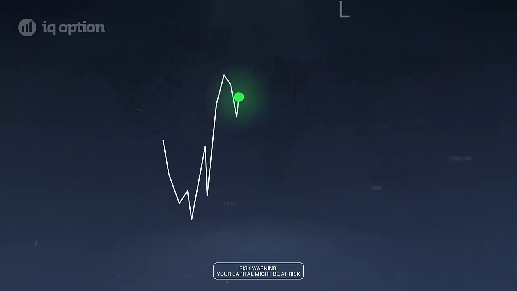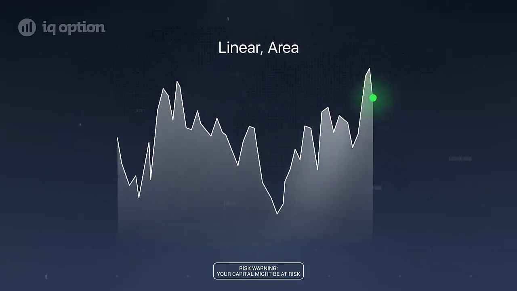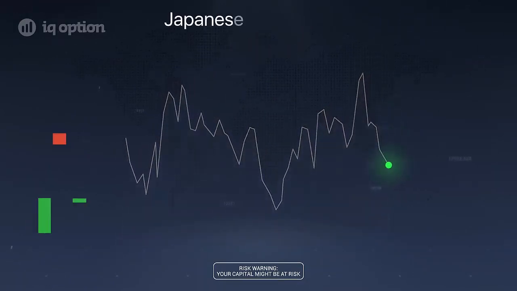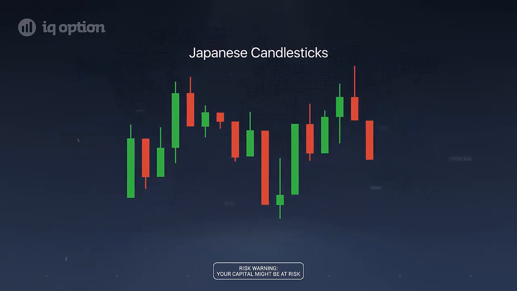Price movement can be represented as a line. Area and linear charts are at your disposal for this. But most of the time, Japanese candlesticks are used for viewing charts and analyses of today's market situation.